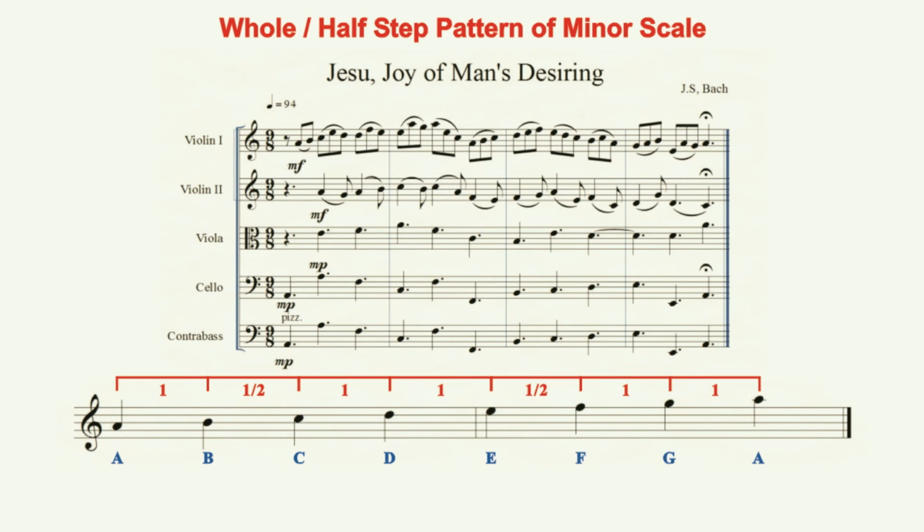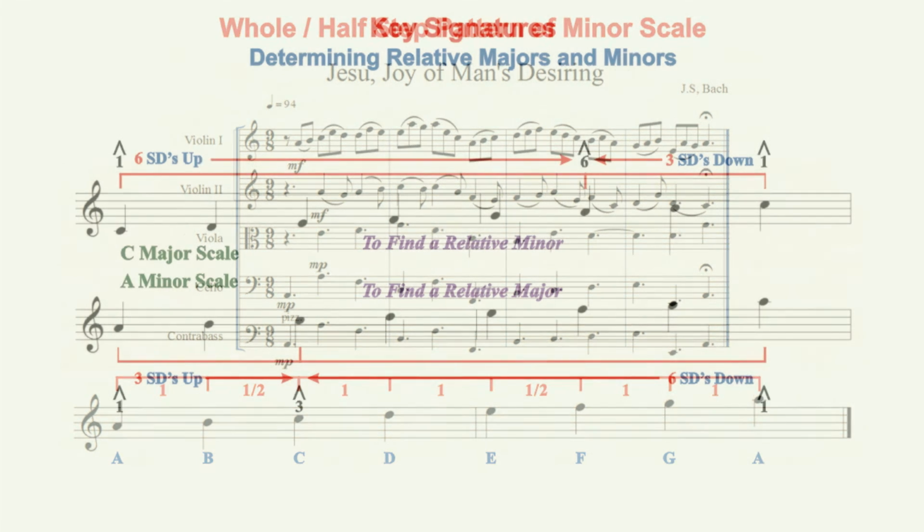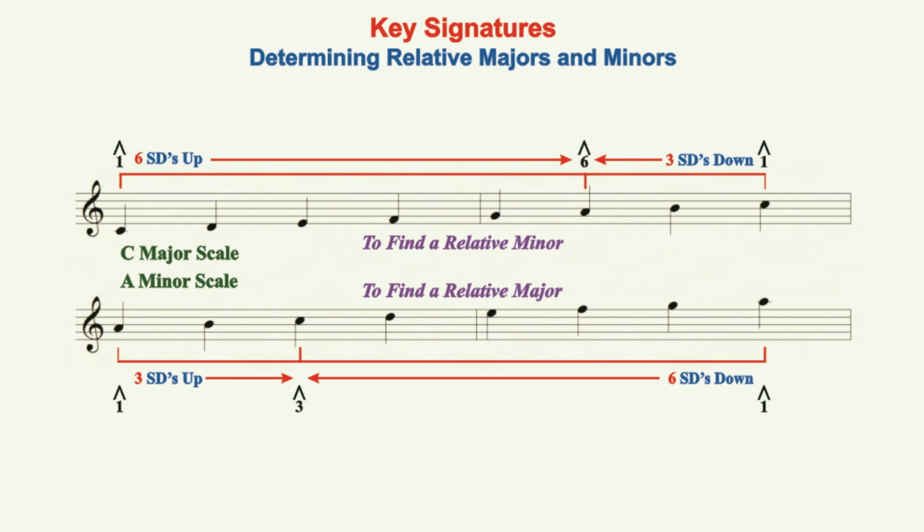Since relative majors and minors share the same key signature, we only need to commit the major key signature to memory and then find a method or procedure for associating its relative minor. The relationship is such that the relative minor to any major key is located at that major key's scale degree 6. Let's say, for example, that we want to find the relative minor to C major.